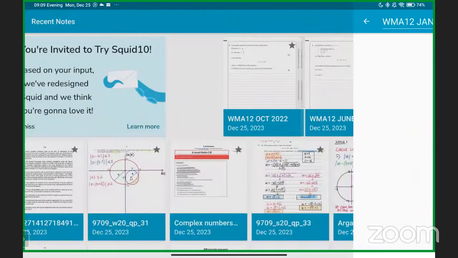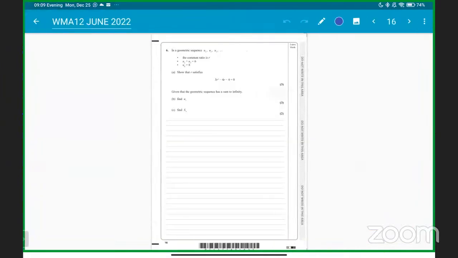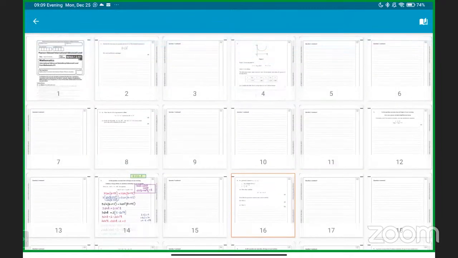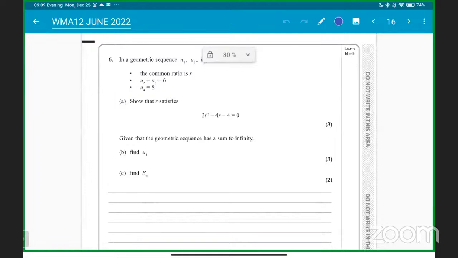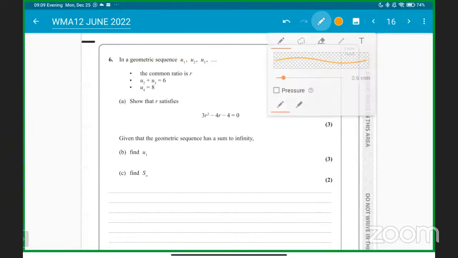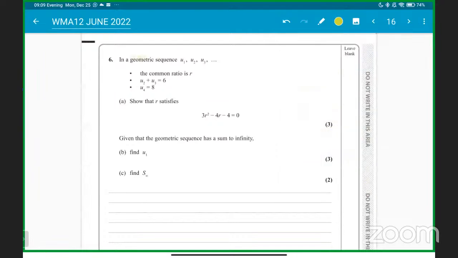Okay, so the next question is from June, so let's do the June question. We have a geometric series question. Everyone with me, following? I hope everyone is taking a screenshot. Again, it's 6, 7, 8 marks in a geometric sequence. In a geometric sequence, we have U1, U2, and U3. The common ratio is R. They have given all the information, and we have to show that this R satisfies this for 3 marks.